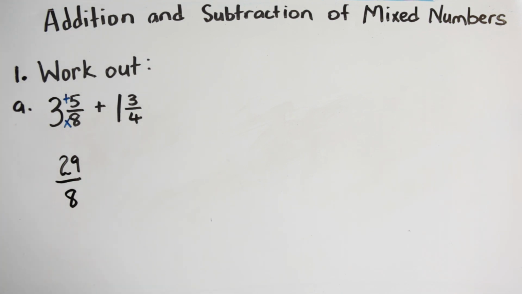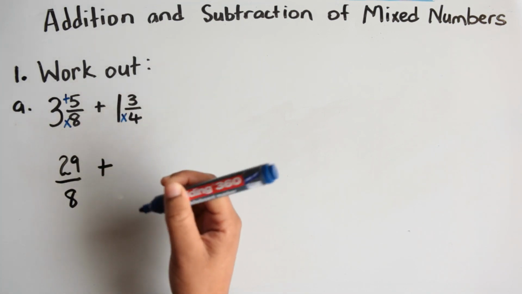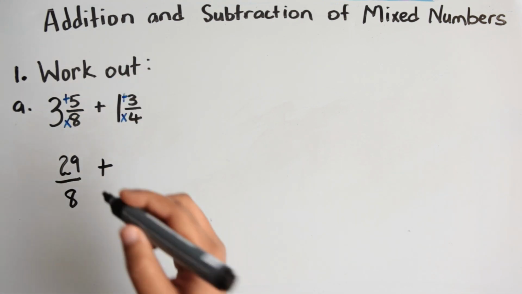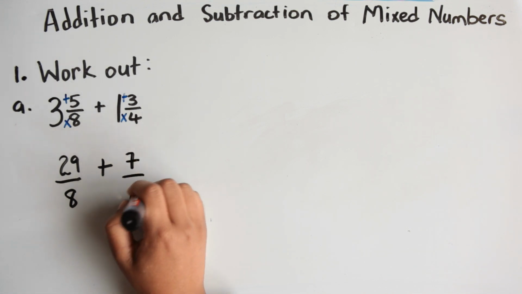And then the same thing applies to the second one, where we do 4 times 1. So we multiply the denominator times the whole number, and then we add the numerator. So that's 4 times 1, 4, plus 3, 7. And we write back our denominator of 4.